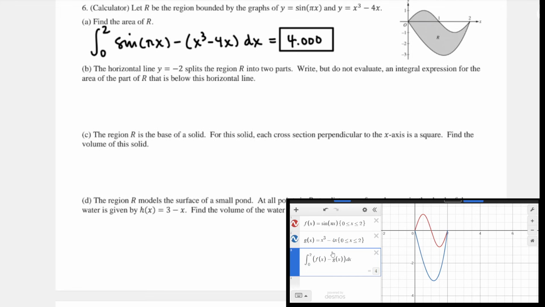The horizontal line, y equals 2, splits the region R into 2 parts. Probably not equal, though. Definitely not equal. But don't evaluate an expression involving an integral for the area of the part of R that's below this horizontal line. So we're going to need to find these special points right here. I'm going to be interested in where x cubed minus 4x equals negative 2.